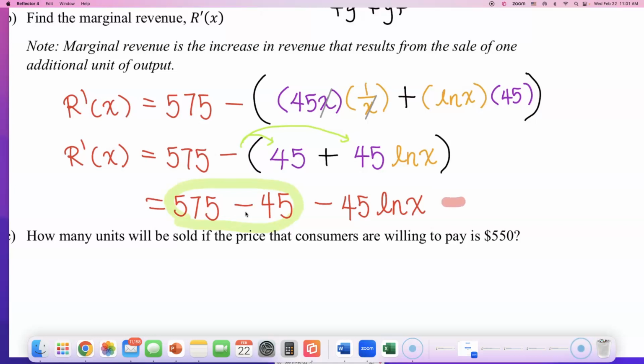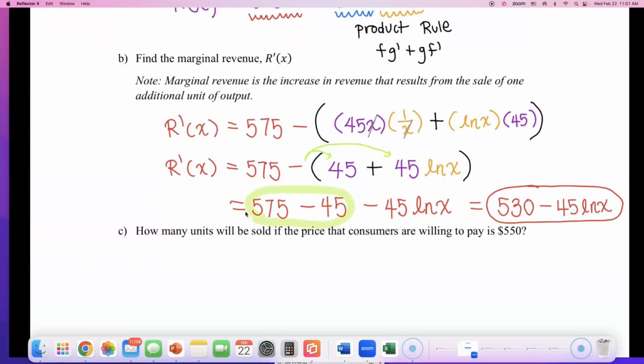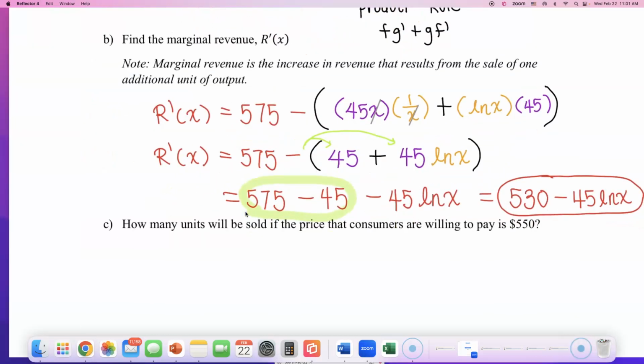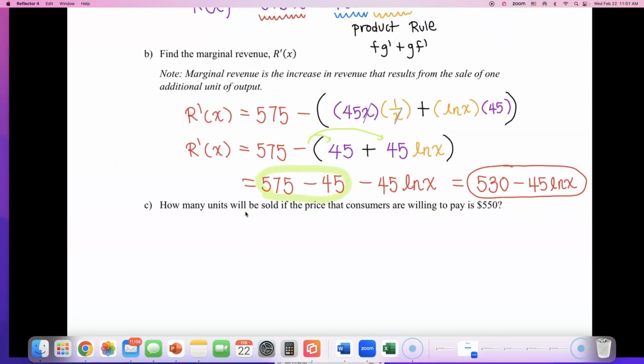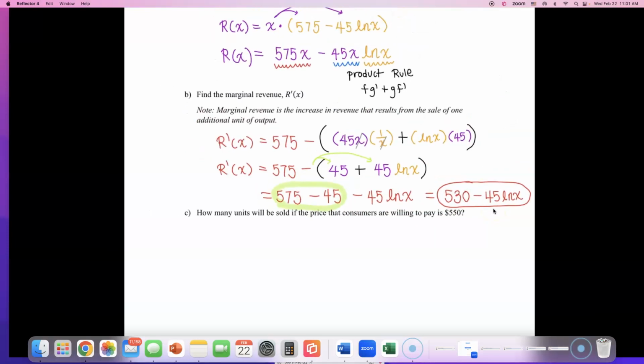So, and say that my final answer is 530. Is that right? Yep. Minus 45 natural log of x. So this is the marginal revenue function. So let's see if we are applying this in part C. C is asking how many units will be sold if the price that consumers are willing to pay is $550.